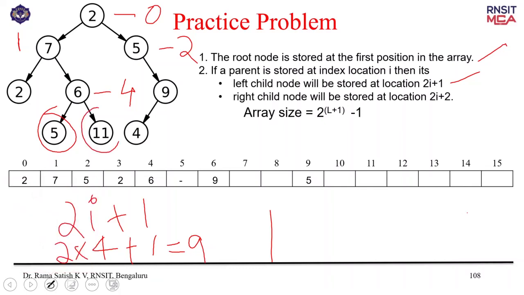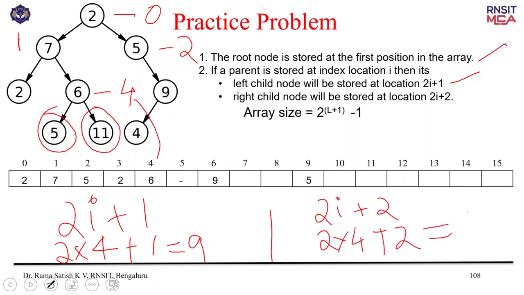Now the next element is 11. 11 is the right element. Right element formula is 2i plus 2. 11's parent is 6. 6 is stored in position number 4. So 2 into 4 plus 2, this is 8 plus 2, which is 10. So in the 10th position, 11 is stored. That's how it is done.